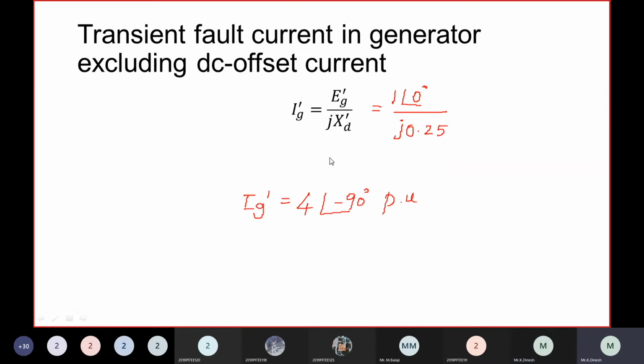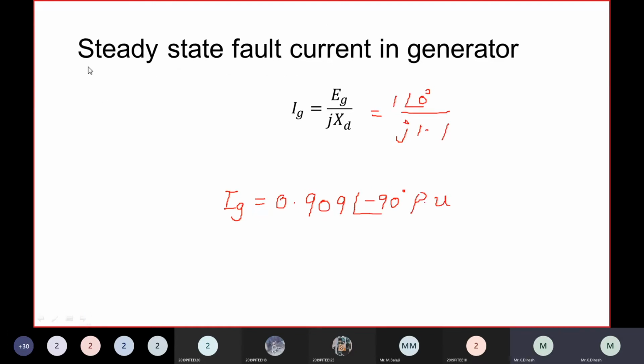Next is the fault current in the generator, excluding DC offset current. That is Ig dash equals Eg dash by jXd dash, so 1 at an angle 0 divided by j0.25. The transient current should be 4 at an angle minus 90 per unit. The last one is steady state: Eg by jXd, 1 at an angle 0 by j1.1, so the value should be 0.909 at an angle minus 90 per unit. These are all the various currents we obtained in the first part.